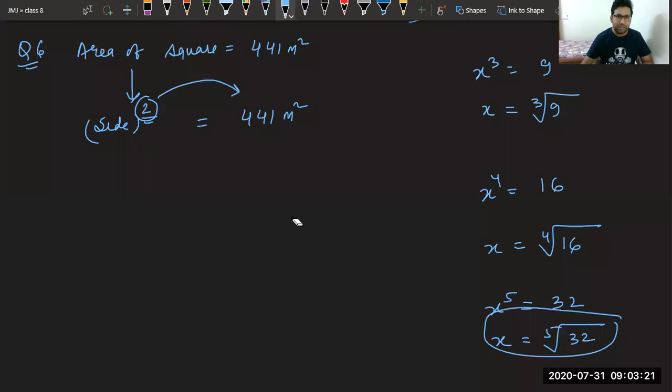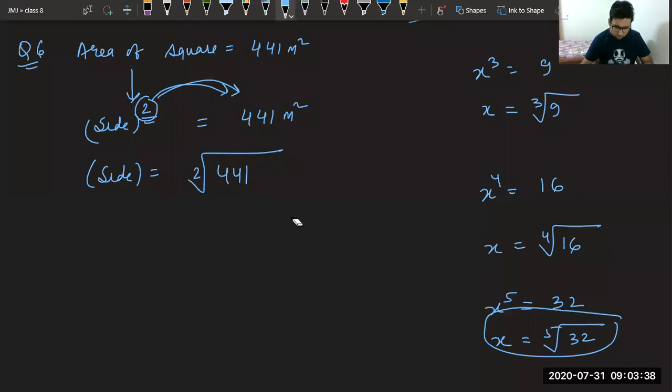So in this case, we have a square over here. When this square goes to that side, it becomes under root. So side is equal to under root 441. Or you can write 2 over here. Whether you write the 2 or not, it is understood.